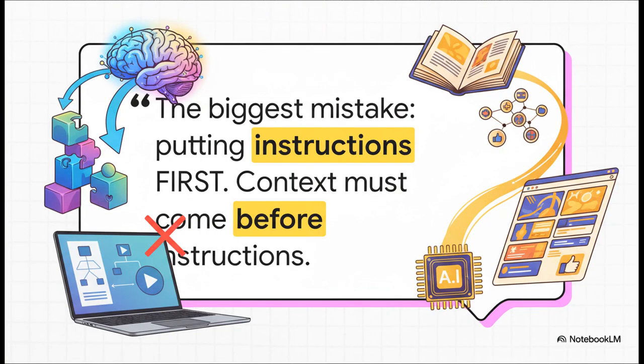Pay attention, because this might be the single most important tactical insight we're going to cover. The number one mistake almost everyone makes is how they structure their prompt. We all tend to lead with the command, create a web page that does X, Y, and Z. That is backwards. For Gemini 3, you must provide all the context before you give the final instruction.